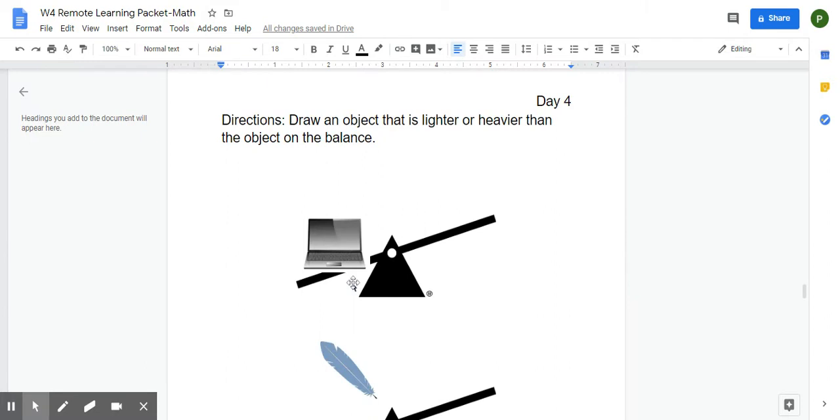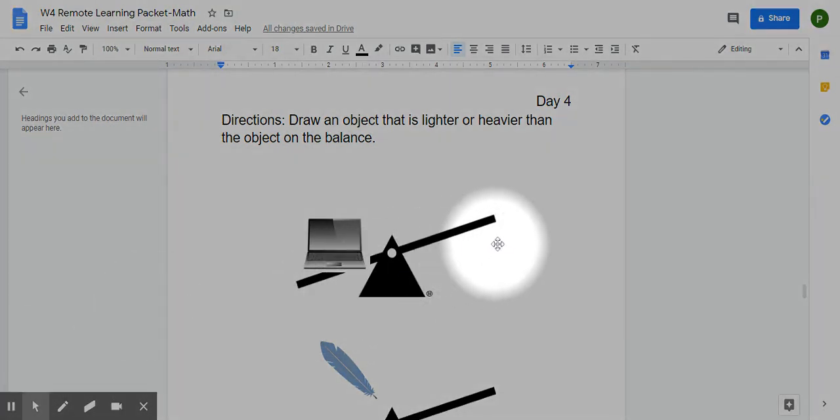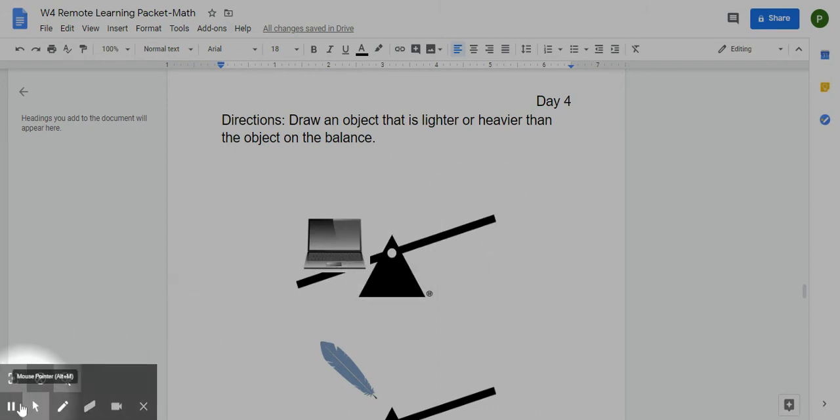Like taking a look at day 4. So this right here is something called a scale. This is a scale, and it kind of works like a seesaw. You put two items on the end of it. However, the object that is heavier goes down. So right now we can see through here that the computer must be a heavier object because it is down on this side, which means on this opposite side, I'm going to have to draw an object that is lighter than a computer.